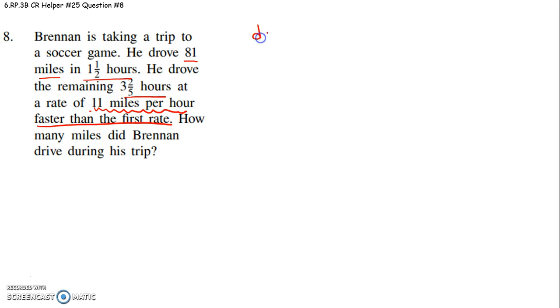Okay. Distance equals rate times time. So the first thing I'm going to do is find his rate for the first 1.5 hours. So this is the first part of the trip. I have to figure out his rate so that I can use that to help me with the second part of the trip. So his distance is 81 miles. We don't know the rate, but we know he travels that in 1.5 hours. All right. So to get the rate, I have to divide both sides by 1 1/2.